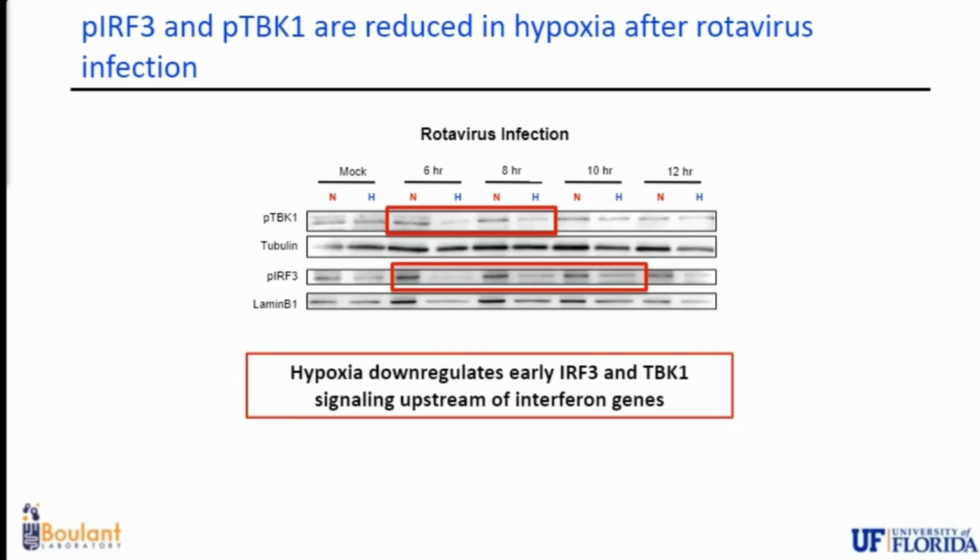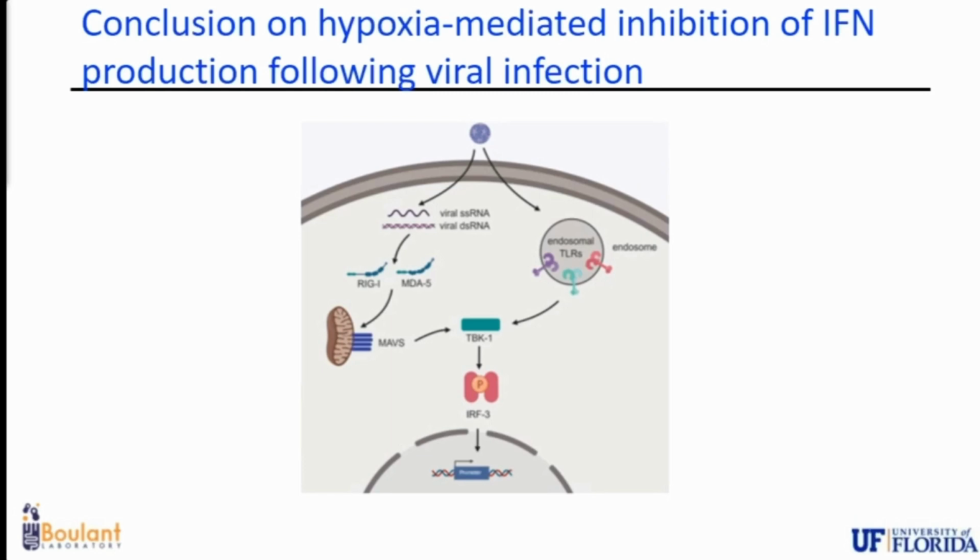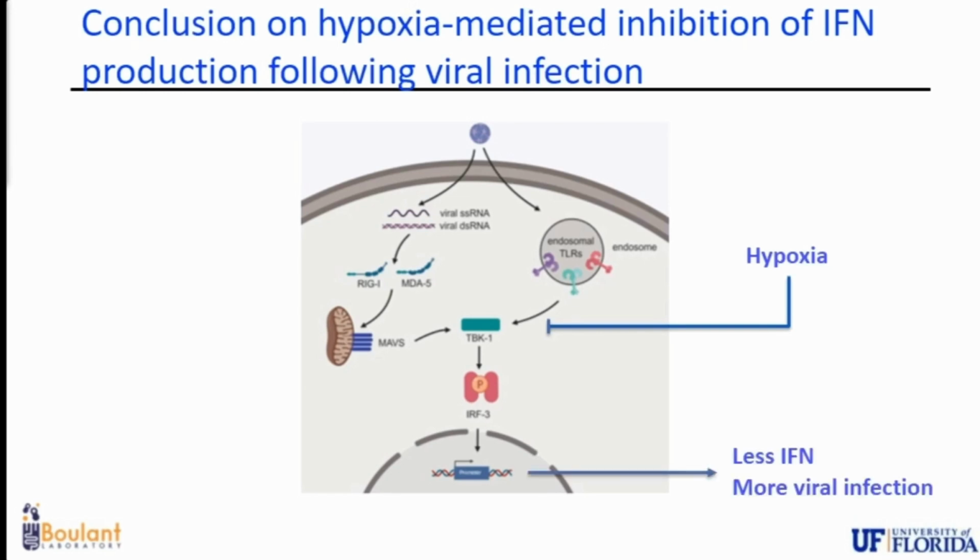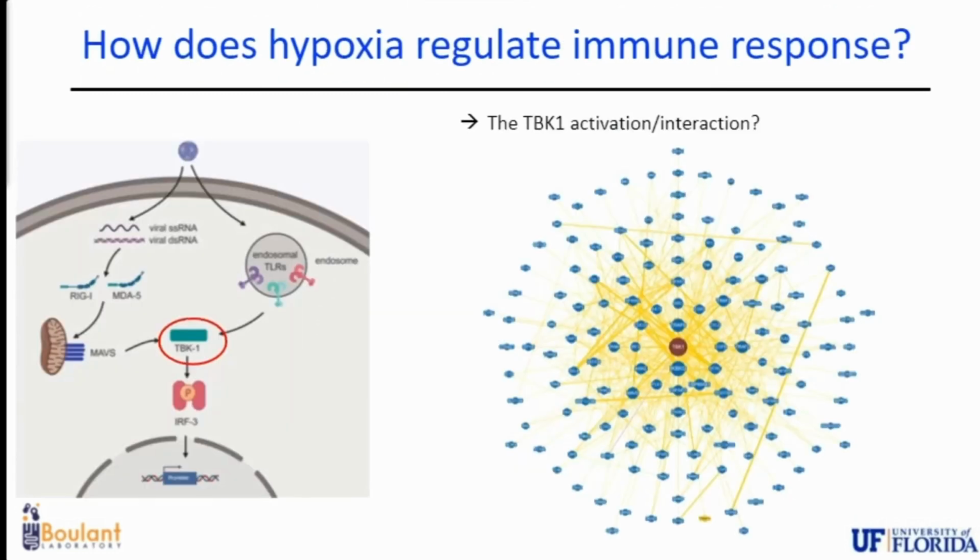But how does hypoxia regulate this activation of IRF3 and TBK1? This is basically a mini summary. So we now know that hypoxia is blocking TBK1 phosphorylation, which in turn leads to less interferon and more virus infection. How does hypoxia do that?